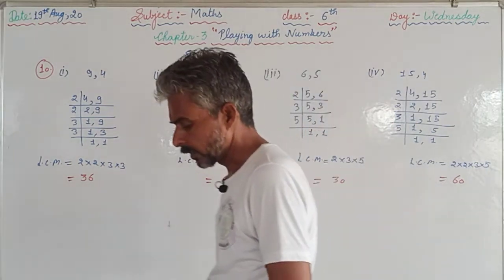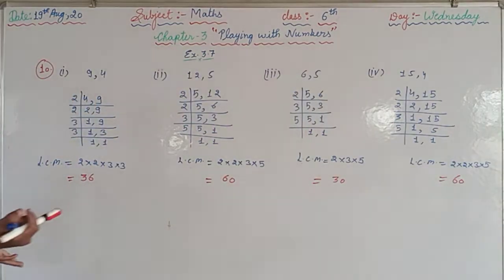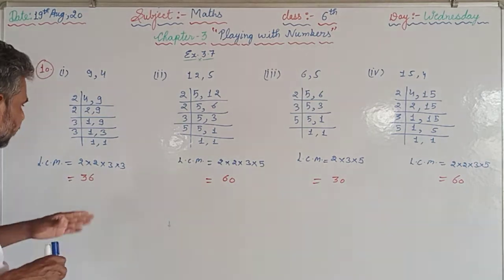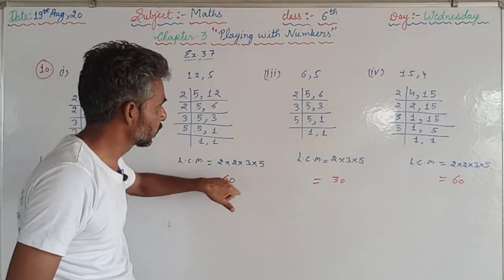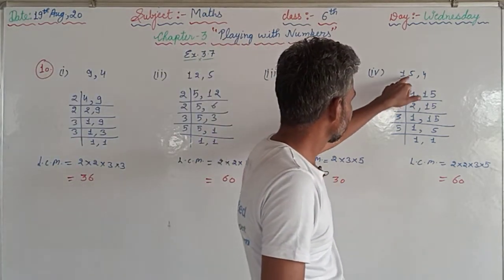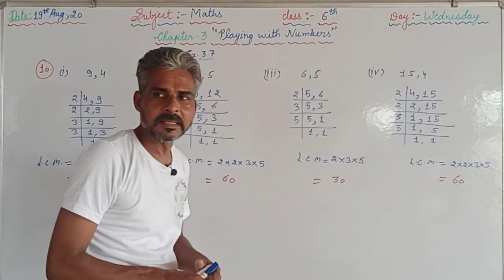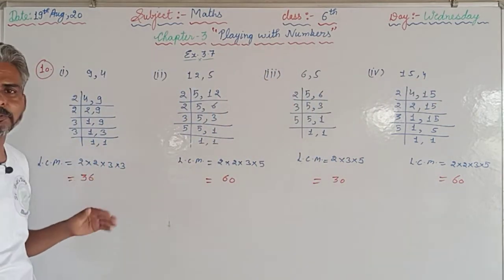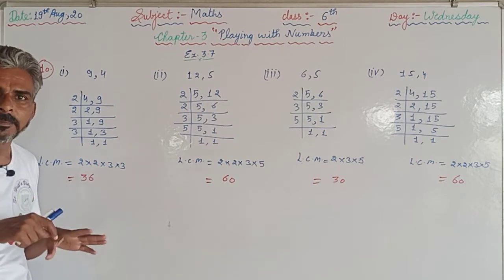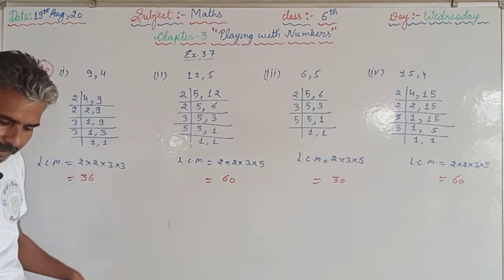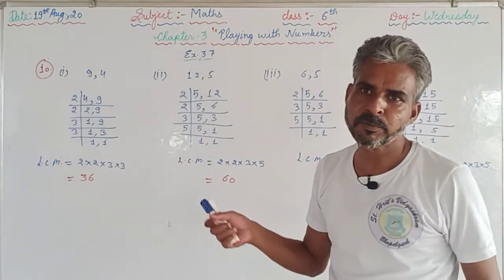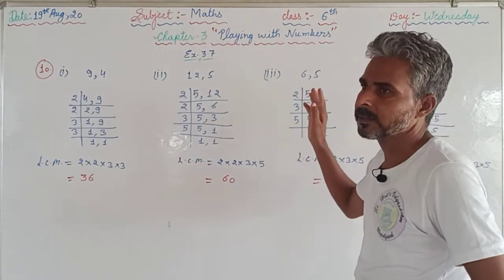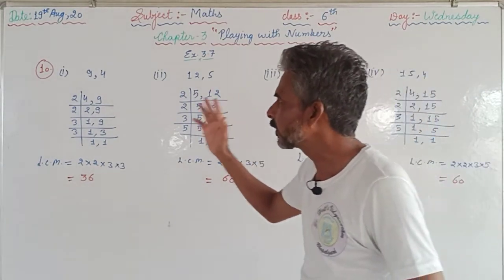We got the LCM. But whether we are seeing any connection or getting any pattern here: we are getting that 9 times 4 is 36, 12 times 5 is 60, 6 times 5 is 30, 15 times 4 is 60. It means the LCM of these pairs of numbers is actually the product of them. If we multiply them, we get the LCM. Why is it so? Because if you observe the numbers carefully, you will see that all these pairs are co-primes.